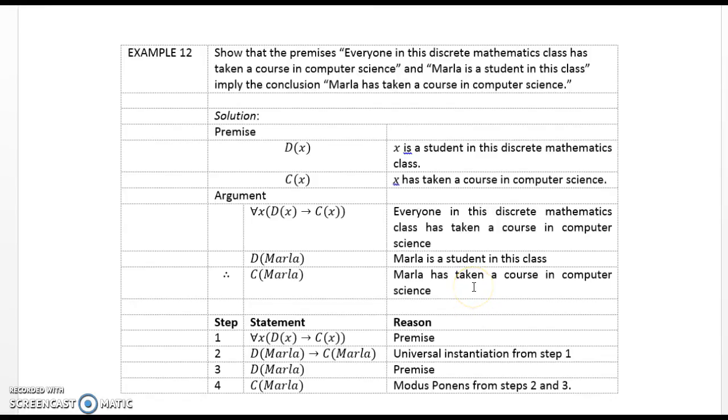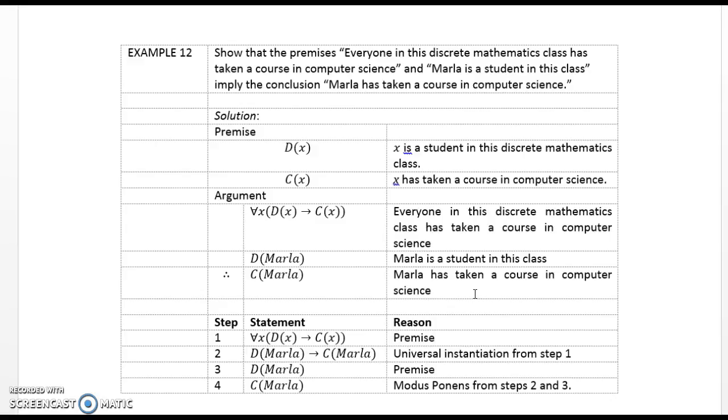Example 12. Show that the premises, everyone in the discrete mathematics class has taken a course in computer science and Marla is a student in this class, imply the conclusion that Marla has taken a course in computer science. Premise. D of x: x is a student in the discrete mathematics class. C of x: x has taken a course in computer science.